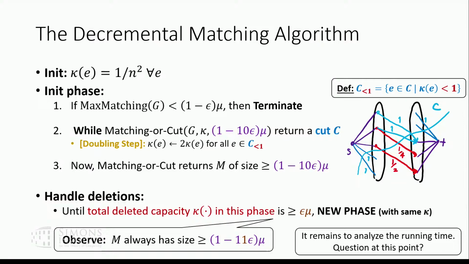Okay, so our goal now is to analyze the running time. In particular, what we're trying to figure out is how often you call this function matching or cut, because that's where all the work happens. You have to keep doubling capacities. Maybe after a while a new phase starts, and you have to keep calling it again. So the question is, how many times do we call it over all phases?